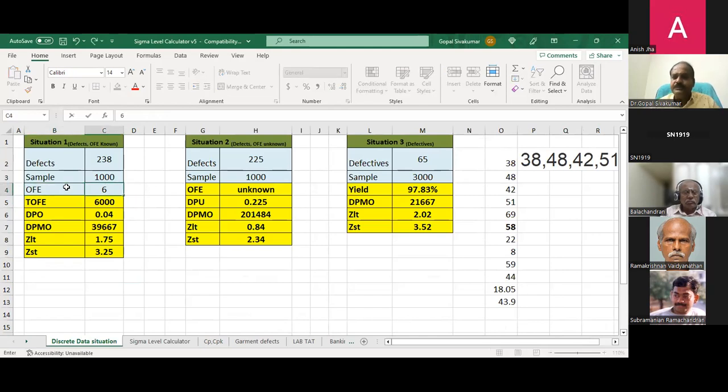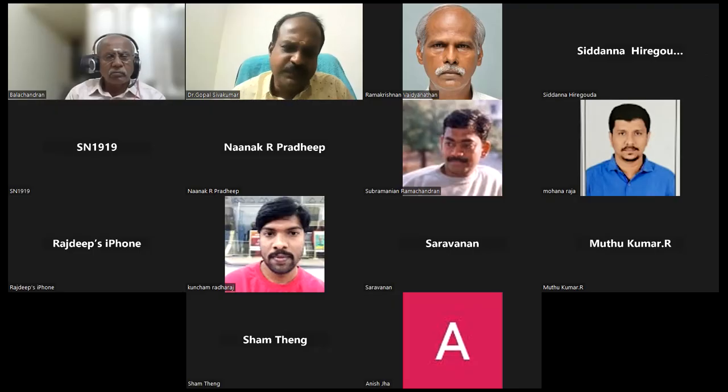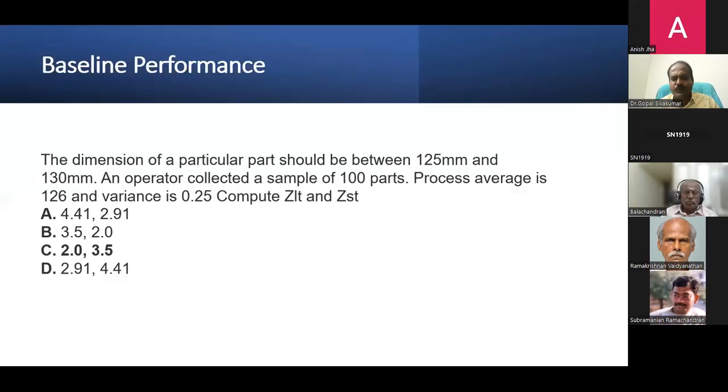OFE is 6. Already typed. And the number of laptops inspected is 1,000. And then 238 defects. The number of defects is 238. Now, what is your EZST? 3.25. This is very simple, isn't it now? Not at all a complicated case. No more a complex case.